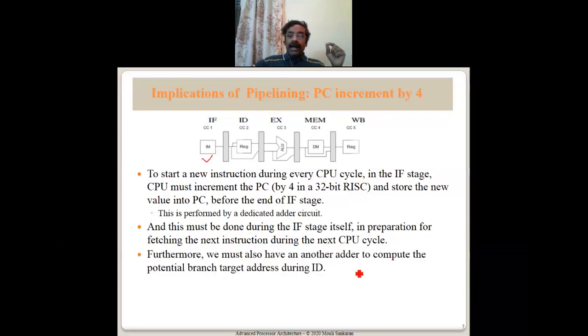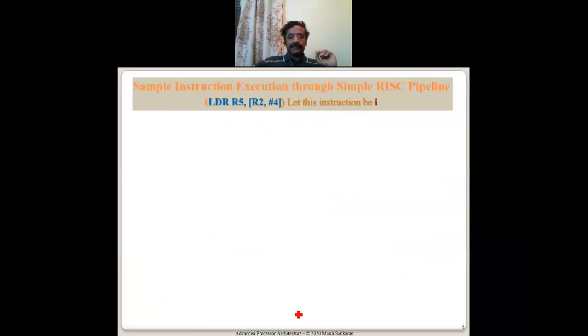Furthermore, we must also have an additional adder, which I already explained. We will talk about branch later on. It has to compute a new address when a branch occurs. I will explain it later. We may need an additional adder here, which is deferred for later discussion.